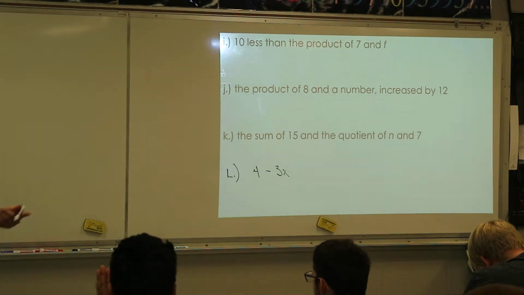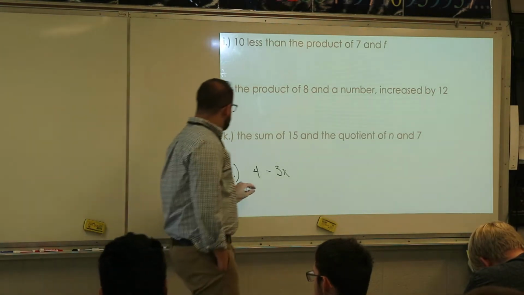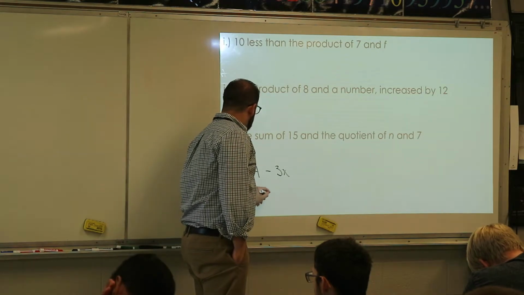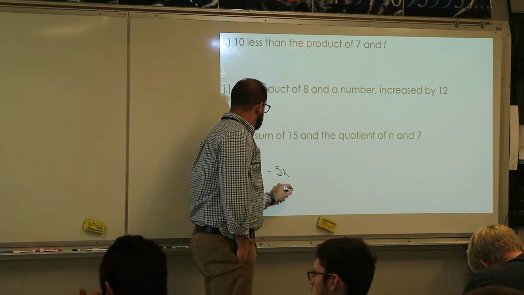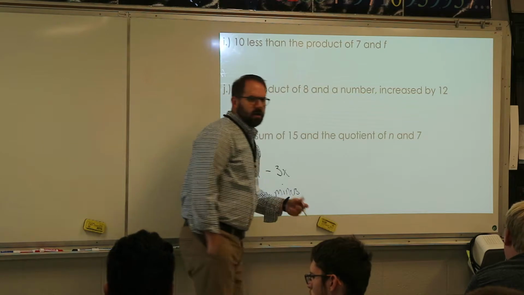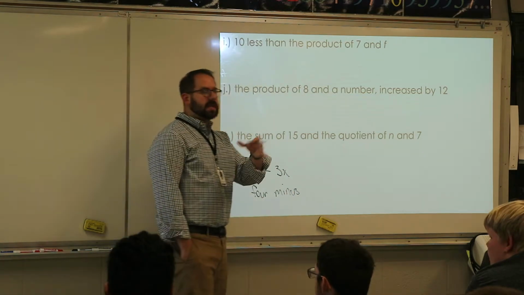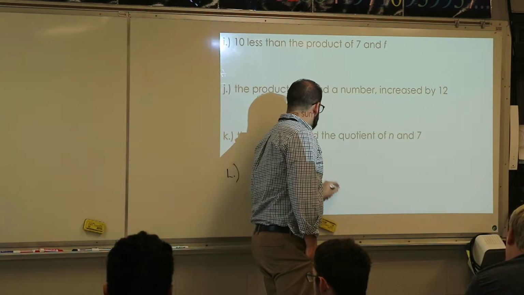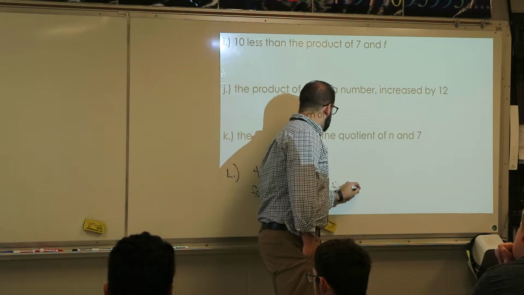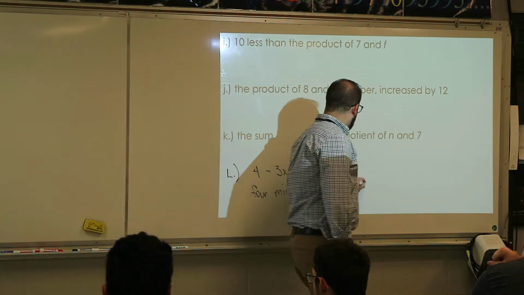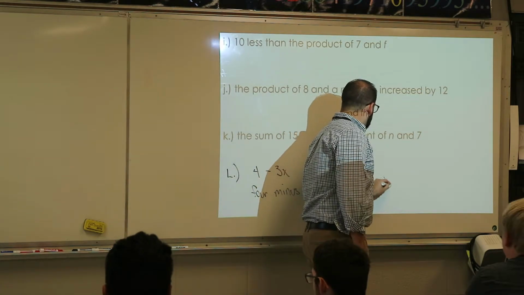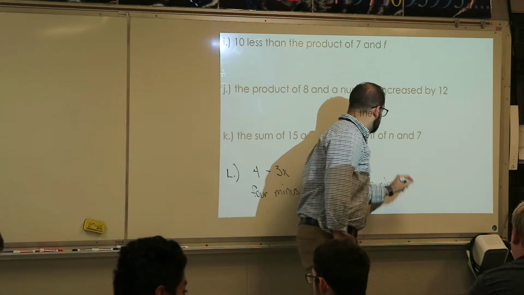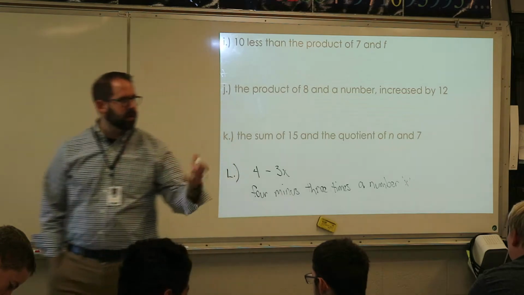4 minus, okay, good. All right. So 4 minus, and then I heard 3x. It's 3 times x, right? So 3 times x, or 3 times a number x. This is sometimes how the book puts it. They say a number when they use a variable.